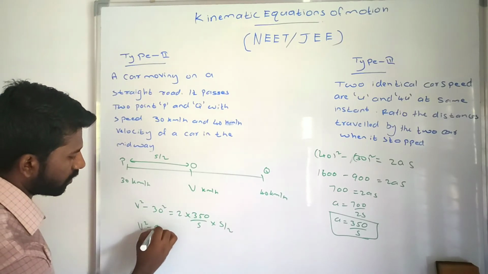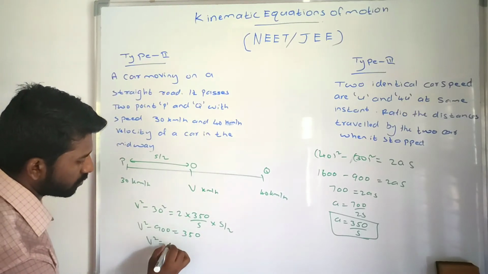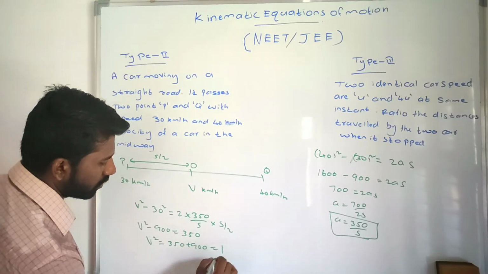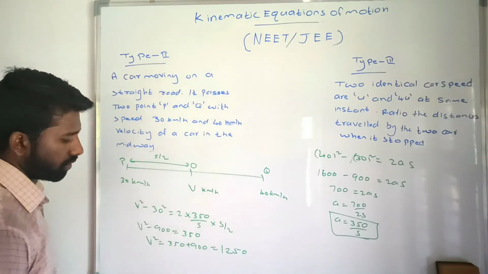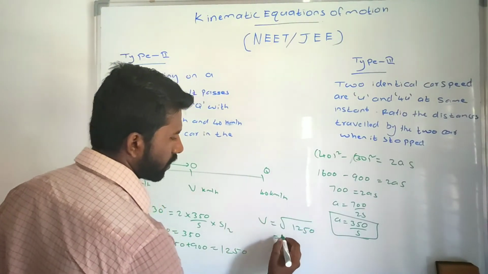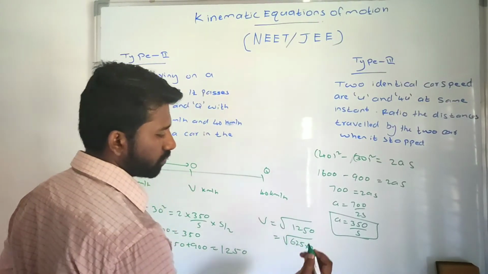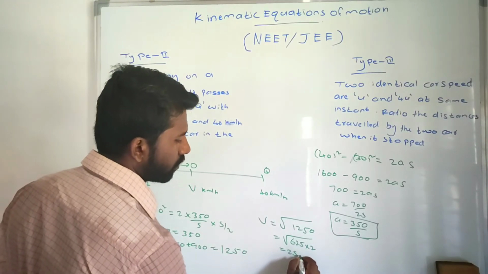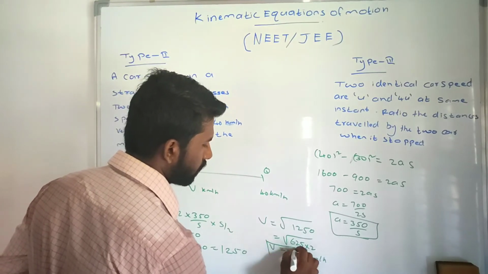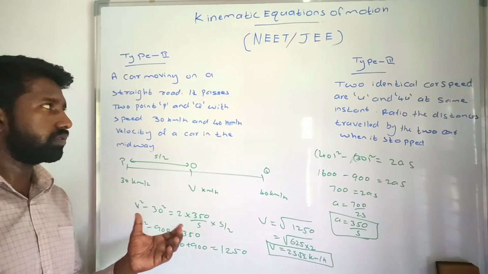So here V square minus 900 is equal to 350 we will get, this 900 will go there, so V square is equal to 350 plus 900, that is equal to 1250 we will get. So what about V? V is equal to square root of 1250. How can we change this? We can write it like this, 625 into 2. What is the square root of 625? That is 25 root 2 km per hour. This is the velocity of the car at the midpoint. Okay, this is the way we can solve this problem.